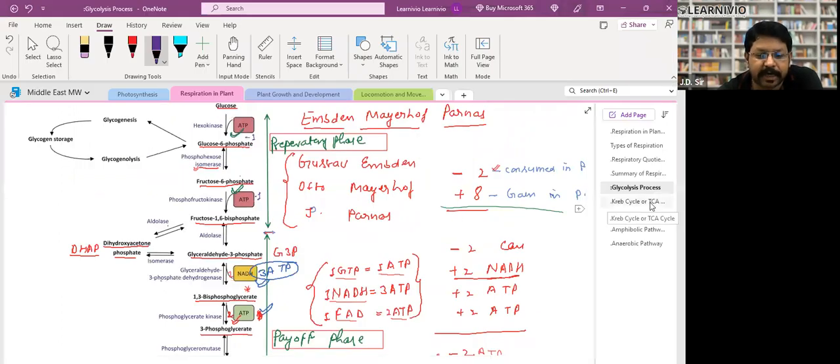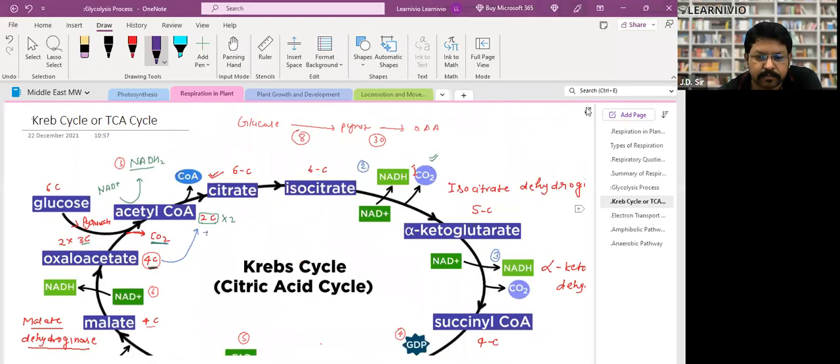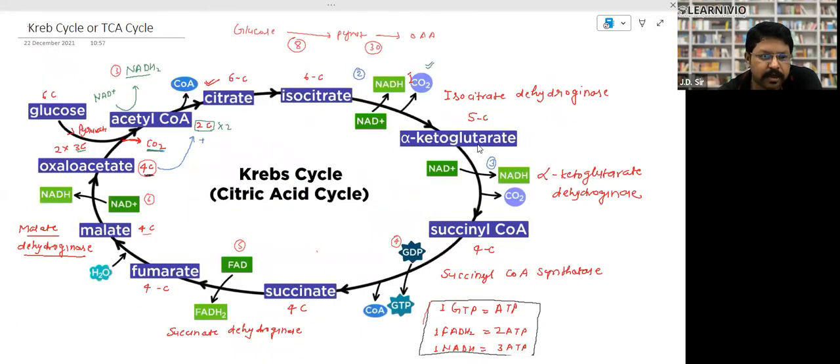Now the next one is the Krebs cycle. This is the Krebs cycle or tricarboxylic acid cycle, TCA cycle, right? It is called the tricarboxylic acid cycle because the first compound is a tricarboxylic acid, and Krebs discovered it. That's why it is called the Krebs cycle. It is also known as the citric acid cycle. So you have to remember all three names: TCA cycle, Krebs cycle, or citric acid cycle. They all are the same, right?